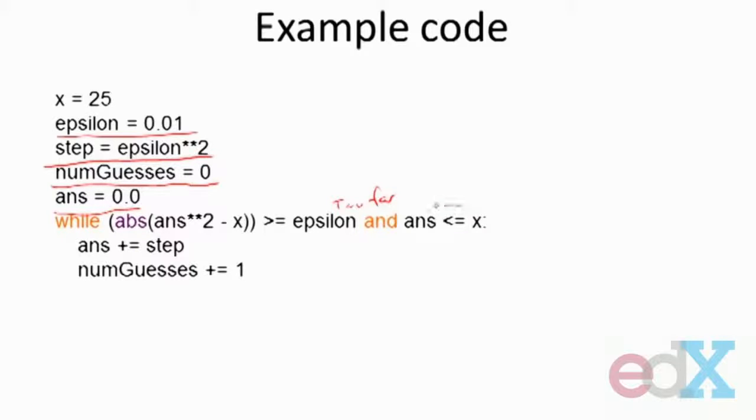I'm also going to check at the same time, or rather it's too far apart, to say, am I done or not? So this one is basically telling me, am I done? So as long as the difference between answer squared and x is too big, and I'm not done yet, I'm going to take another step. So I'm going to increase answer by step, and I'm going to keep track of the number of guesses I had here. And I'm going to keep doing that.